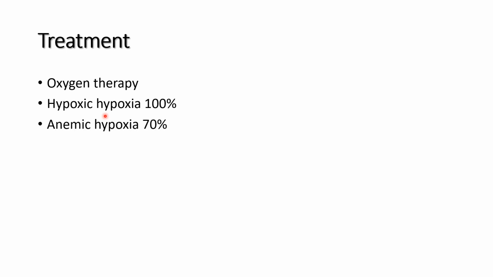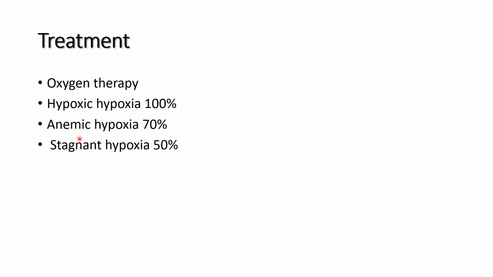Hypoxia treatment. The main treatment of hypoxia is oxygen therapy. In hypoxic hypoxia, oxygen therapy is 100% efficient, so the patient recovers very well with oxygen therapy. In anemic hypoxia, oxygen therapy effectiveness is only 70% because the oxygen carrying capacity is affected.